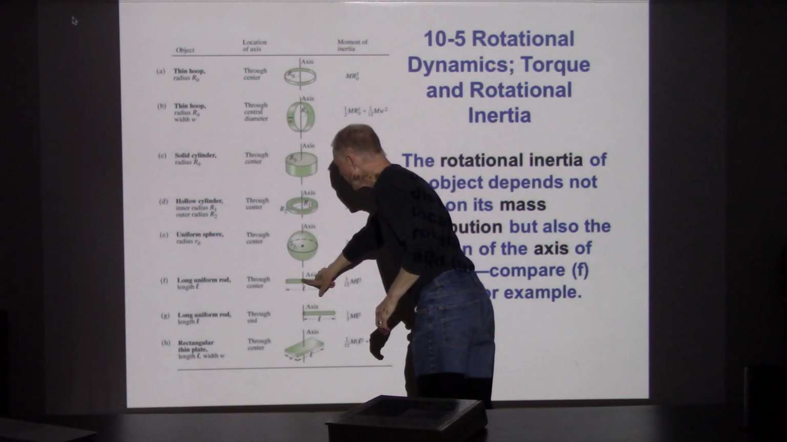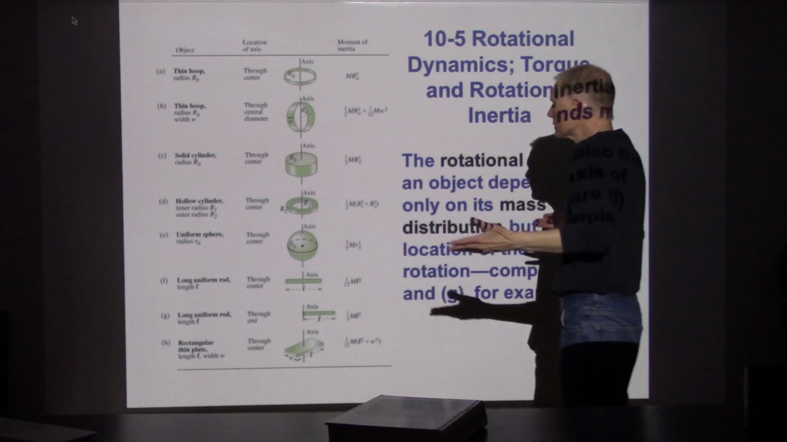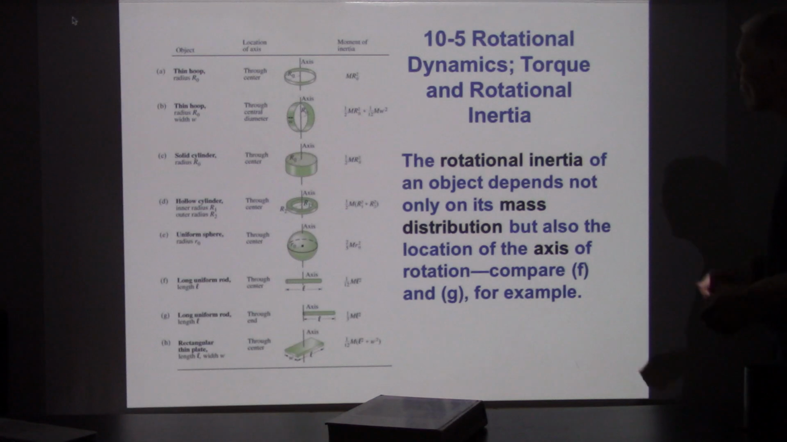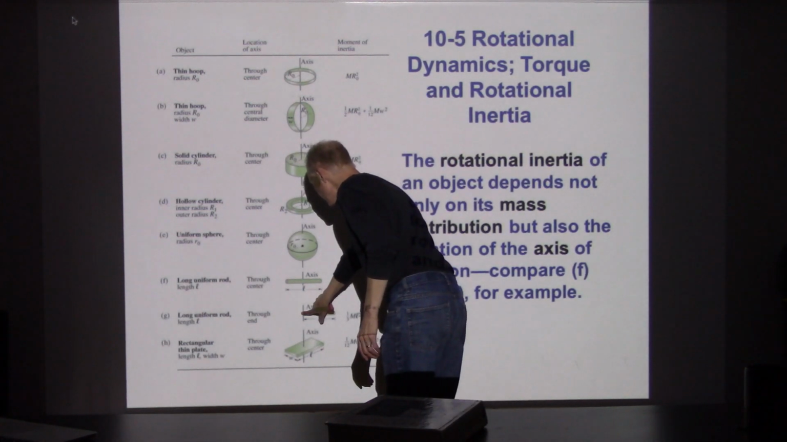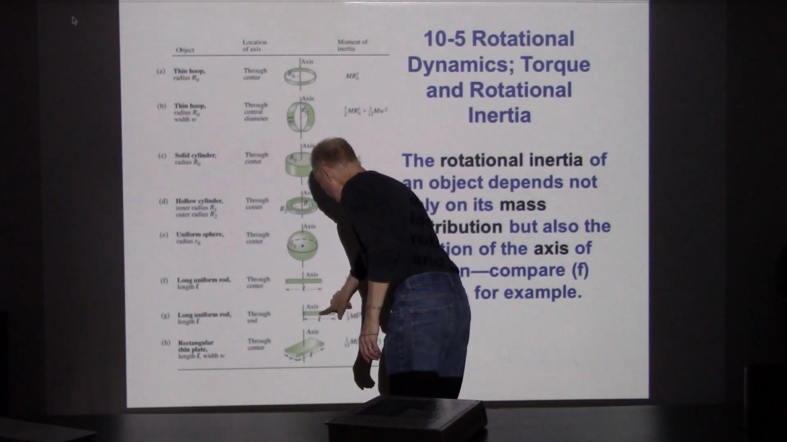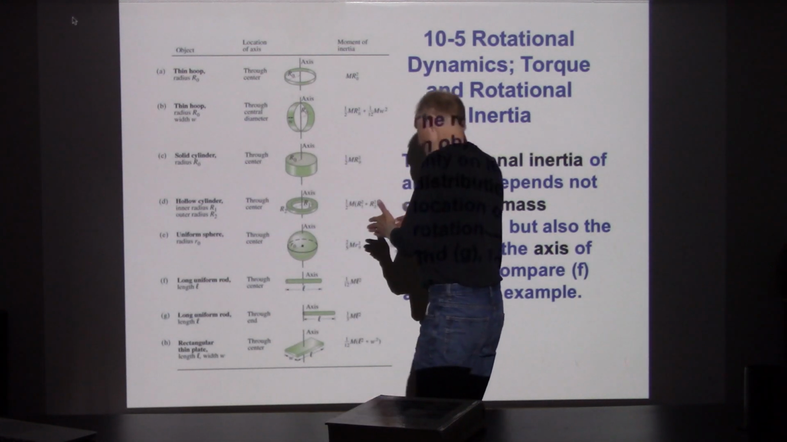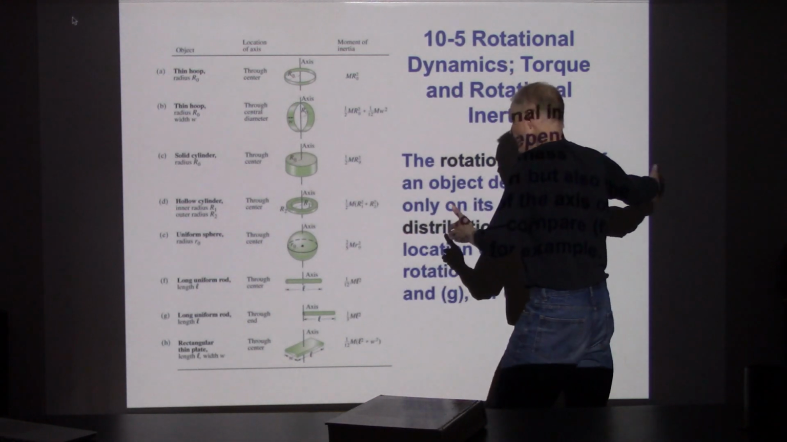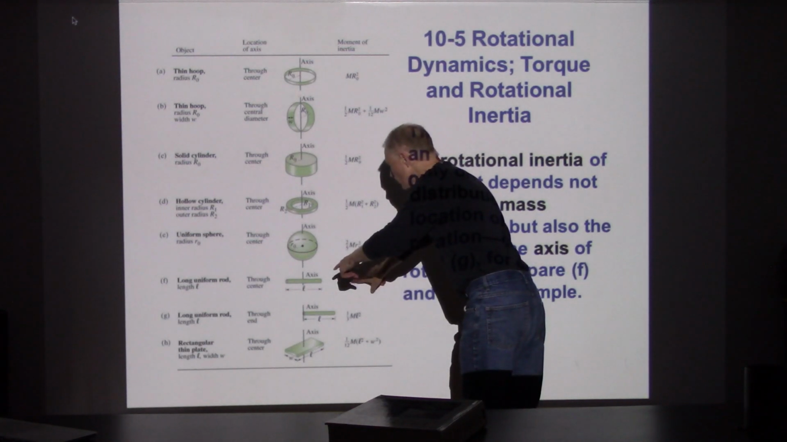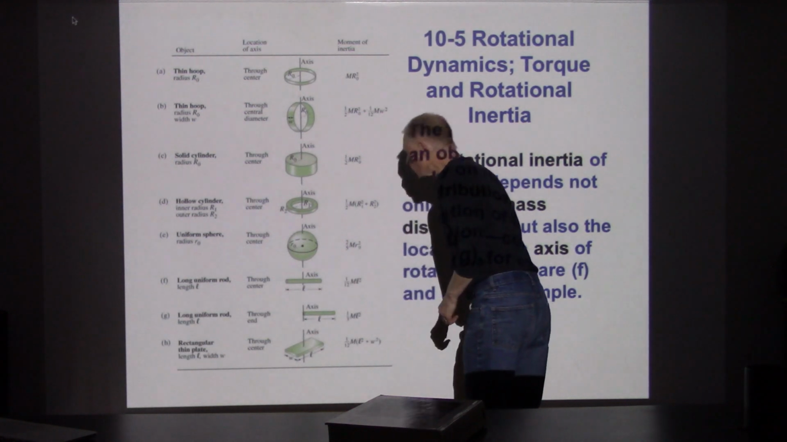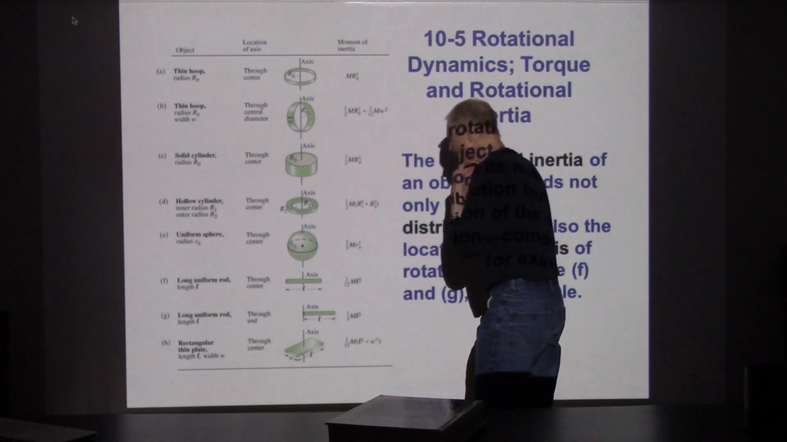If I rotate it around the middle, there's no part of that stick that's more than half L away from the axis of rotation. But if I rotate around one of the ends, then a lot of the stick is quite a distance away from the axis. You can look at the shape factors here for the center of mass. That's only 1/12 ml squared.